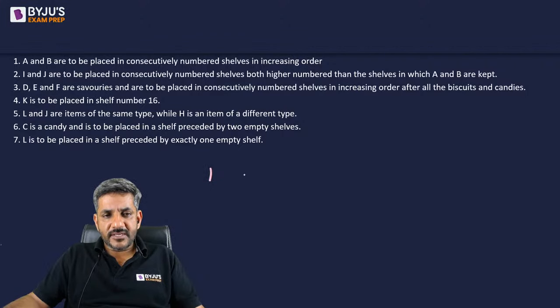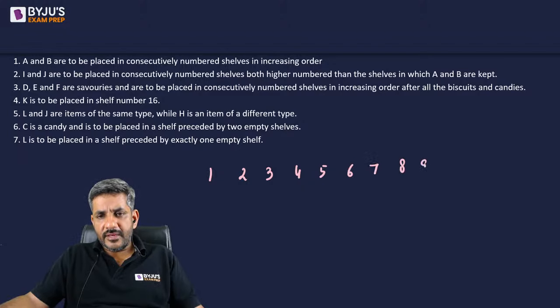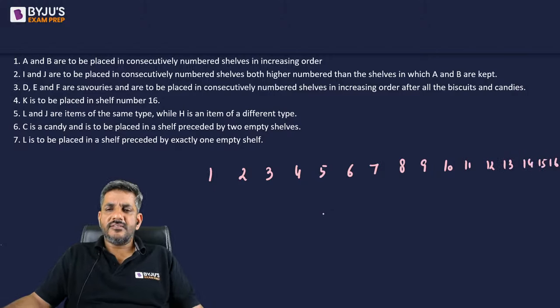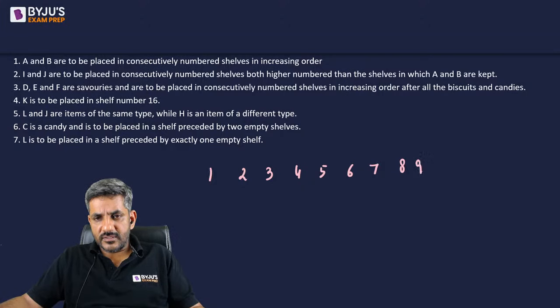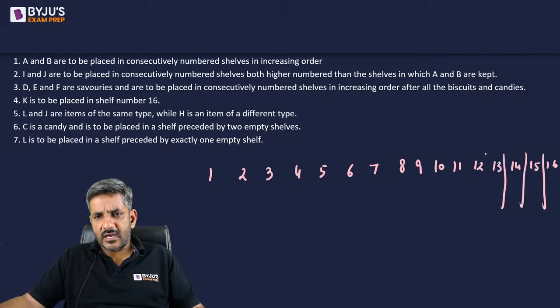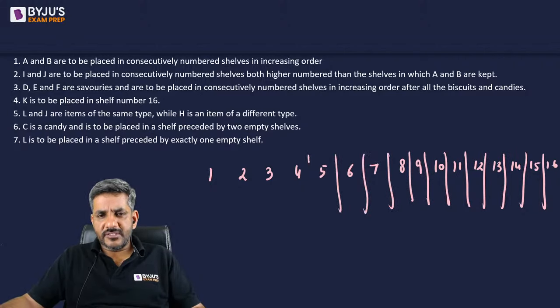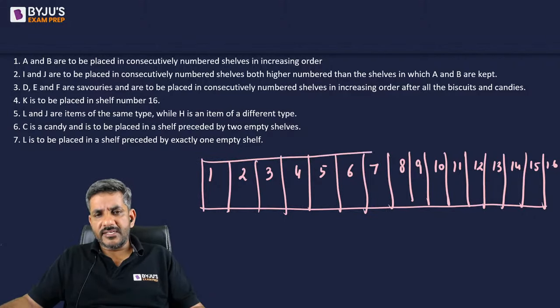So let me just write the shelves here. 1, 2, 3, 4, 5, 6, 7, 8, 9, 10, 11, 12, 13, 14, 15, 16. ठीक है. सो बाद में जाके मुझे लग रहा है मुझे थोड़ा सा कम स्पेस देना पड़ेगा, अदरवाइज थोड़ा मुश्किल होगा लिखना. So these are the shelves in which these items are to be put. They are A, B, C, D, E, F, G, H, I, J, K, L. These are the 16 shelves, right? जिसमें हम लोगों को 12 items को रखना है.